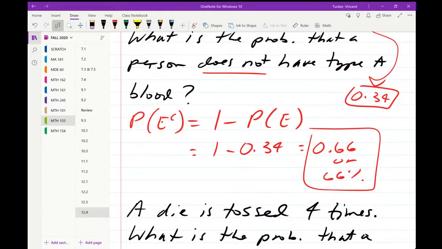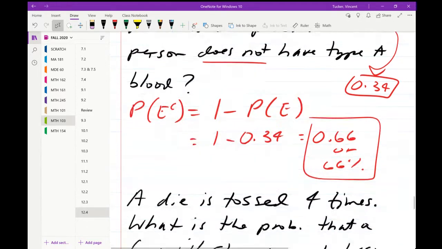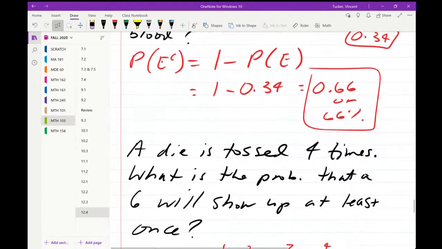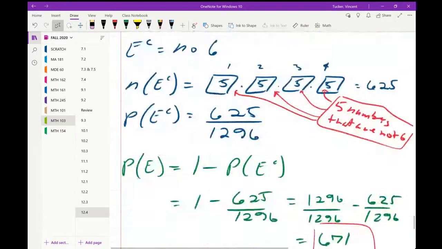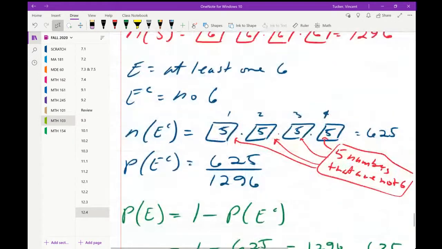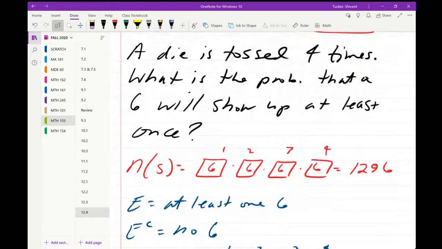Any questions? All right, I think this is the last one out of the section. All right, a die is tossed 4 times. What is the probability that a 6 will show up at least once?